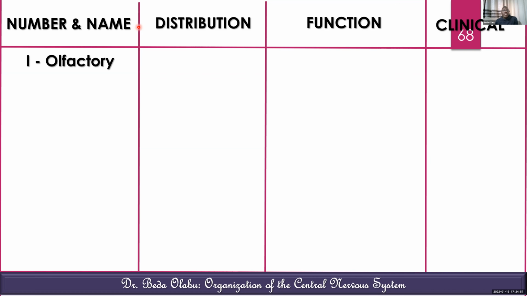Let's start with the first cranial nerve, which we call the olfactory nerve. I told you that it passes through the cribriform plate. This is usually part of the ethmoid bone, which is on the floor of the anterior cranial fossa. The olfactory nerve is a sensory nerve. So the nerves come from the roof of the nasal cavity, and they go through the cribriform plate of the ethmoid to enter the cranial cavity.